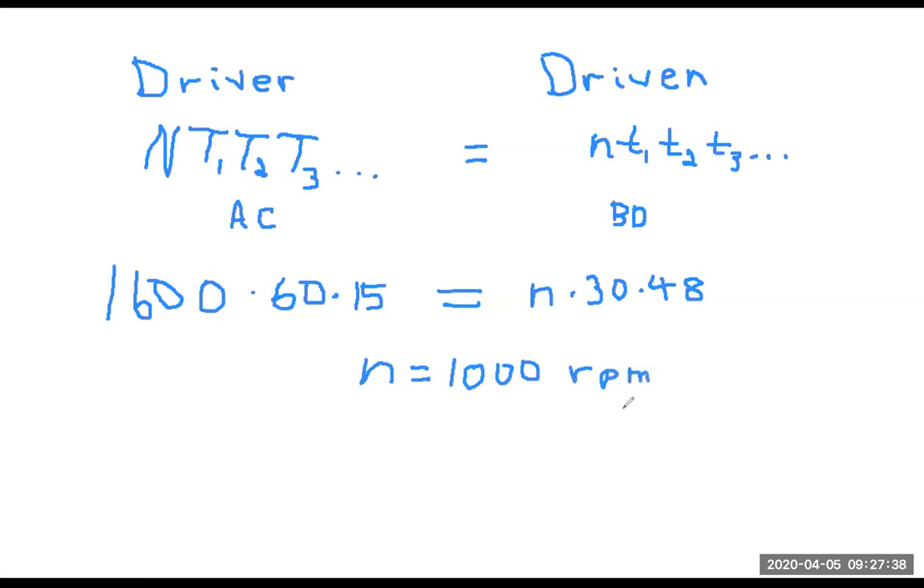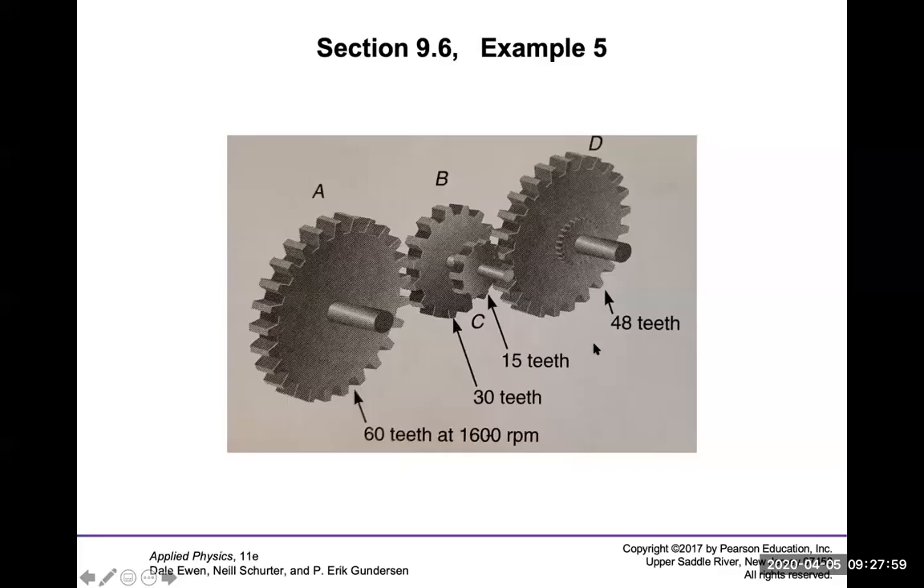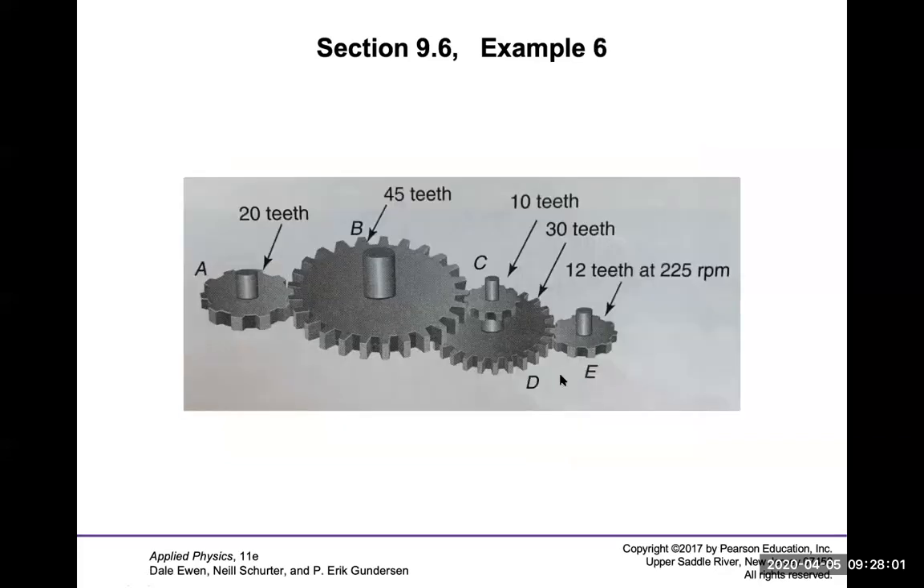Okay. Let's look at one that's a little more complex to think about. So back to the pictures. Here's our next example, 6. How many gears do we have? We have 5 gears here, we have 4 shafts.